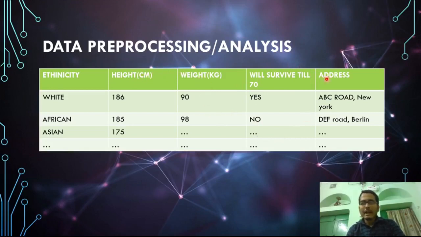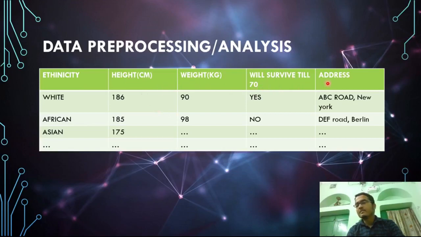Now you carefully analyze and tell which of these columns is useless in predicting whether a person will live till 70 or not. Ethnicity can have some use, right? Because in genetic design, it may differ whether the person will live till 70 or not. Height and weight are physical characteristics of a person, so they may be useful.